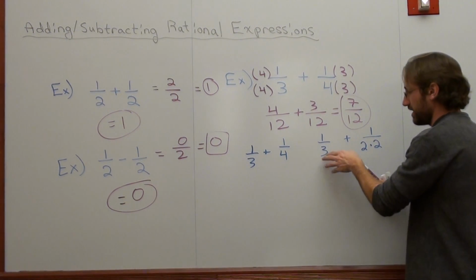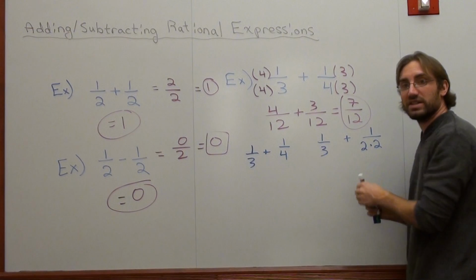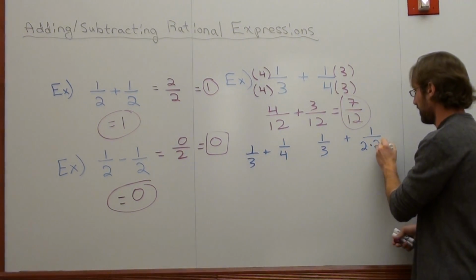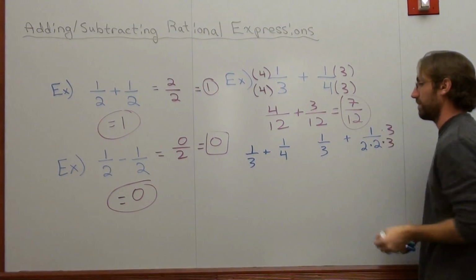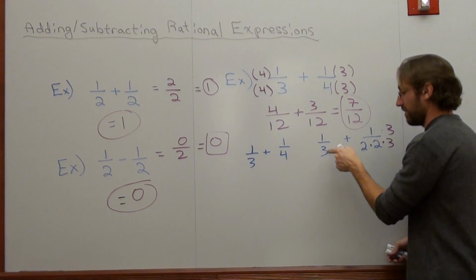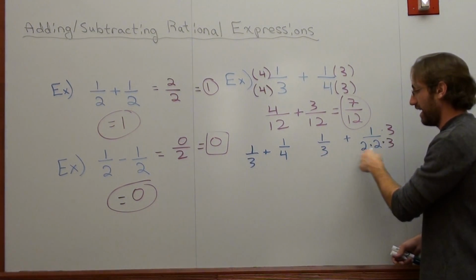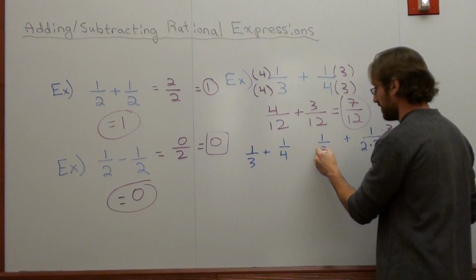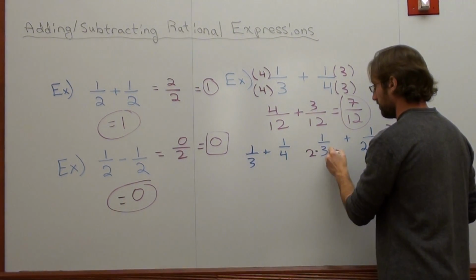Now, what does this denominator have that this one doesn't? It doesn't have a 3. So I've got to multiply by a 3. What I do on the bottom, I do on the top. What does this denominator not have that this one does? It's missing a 2 and another 2.